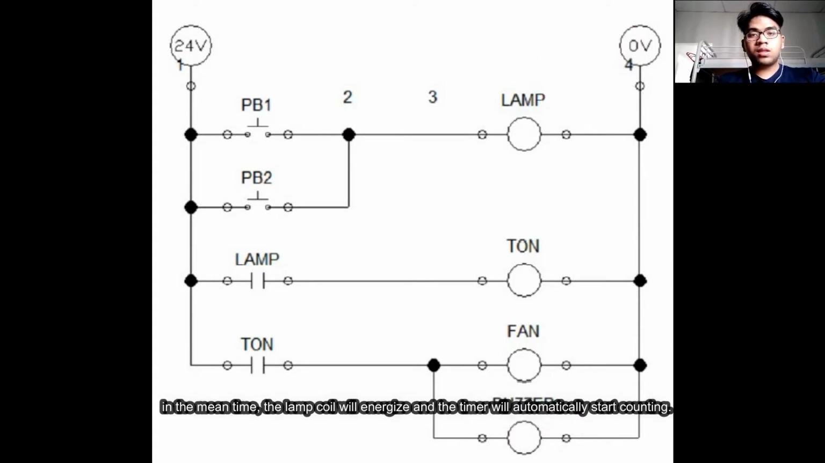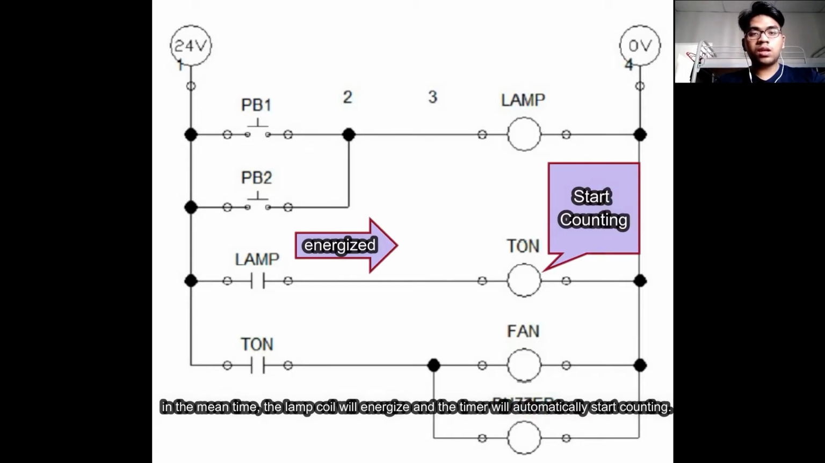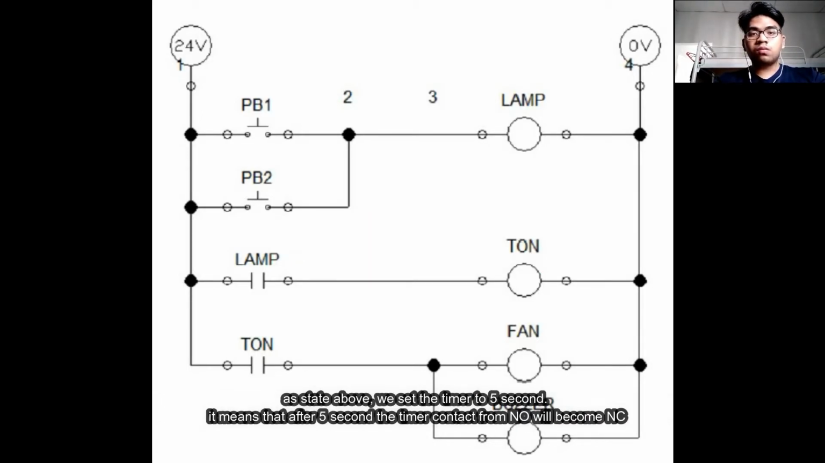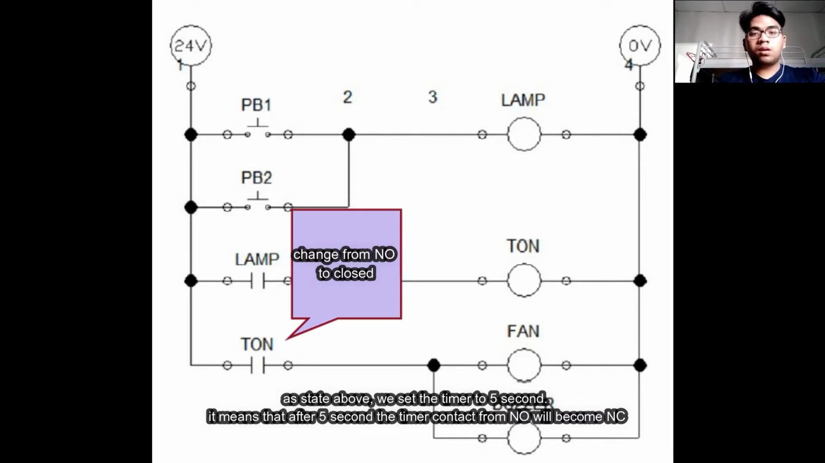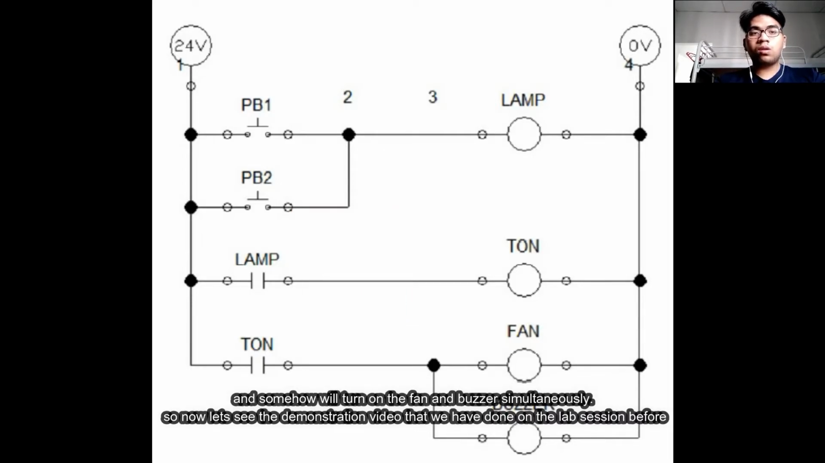immediately. In the meantime, the lamp coil will energize and the timer will automatically start counting. As stated above, we set the timer to 5 seconds. It means that after 5 seconds, the timer contact will change from normally open to normally closed and will turn on the buzzer and also the fan simultaneously.